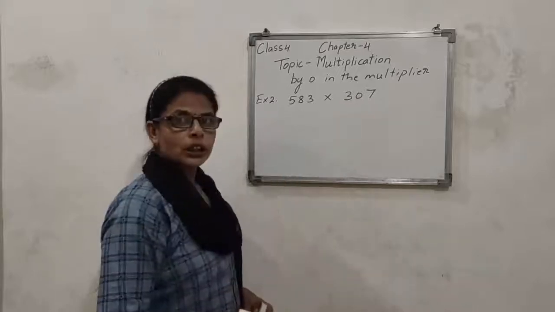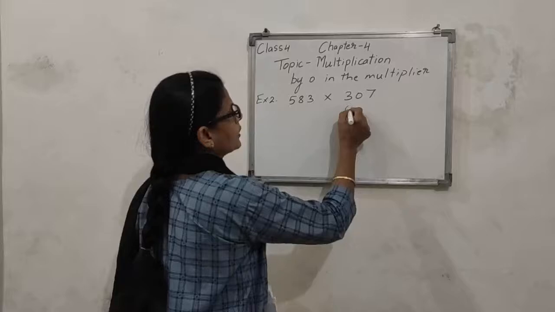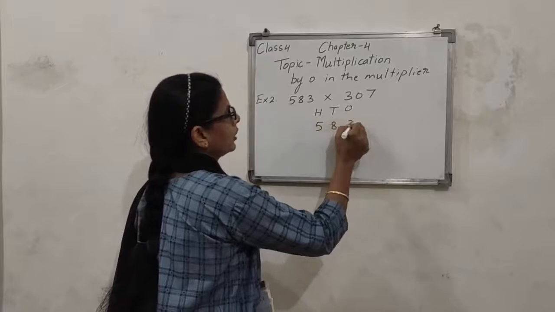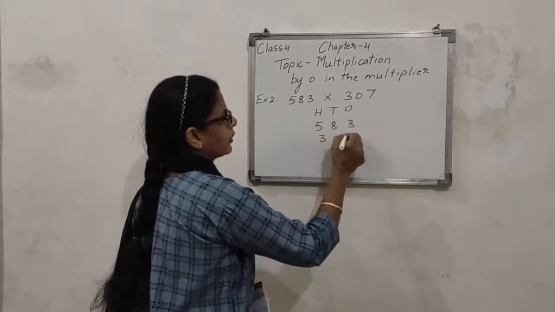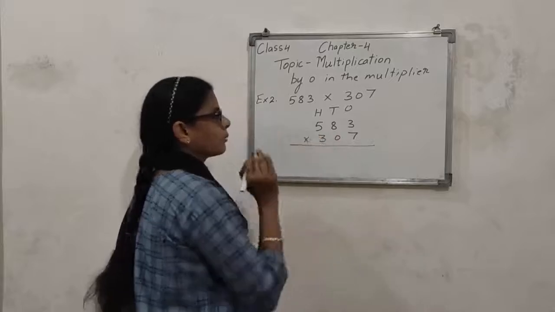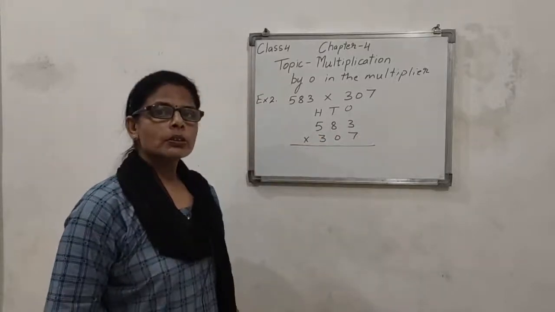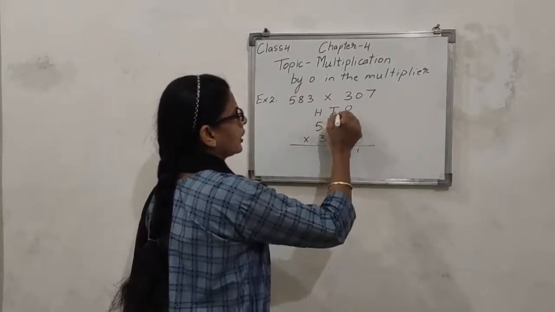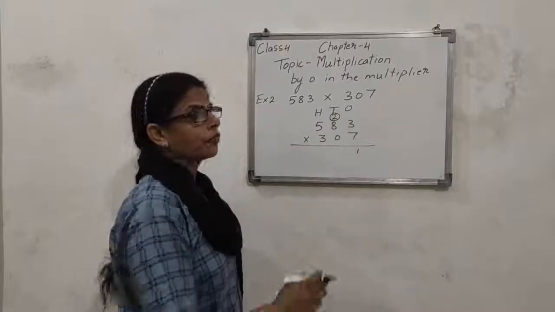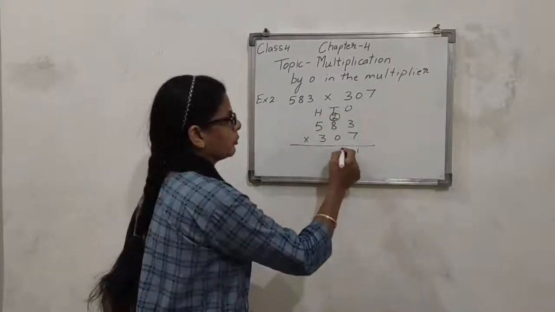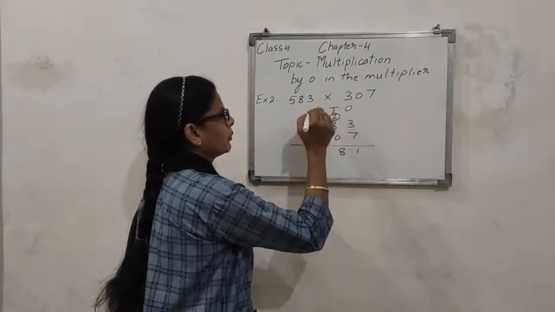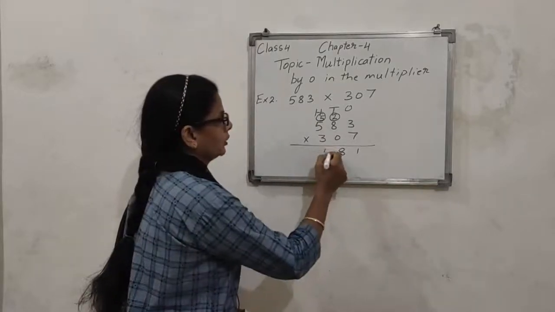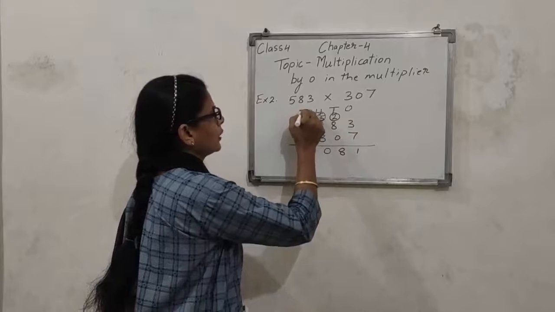So first we'll arrange vertically according to the places. Ones, tens, 100. Multiplicand is 583 and multiplier is 307. Multiply them. Always start from the ones place. 7 threes are 21. 1 will be written down, 2 will be carried on the tens place. 7 eights are 56. 56 plus 2, 58. 8 will be written down, 5 will be carried on the 100 place. 7 fives are 35. 35 plus 5, 40. 4 will be written on 1000 place.